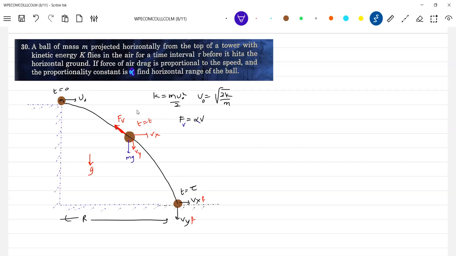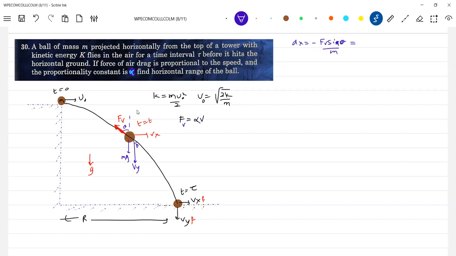Okay, see, we are discussing horizontal projectile with viscous drag. There's only this one concept, nothing big. So at any instant of time, let this be theta. So therefore, this will be theta. Now, what is the retardation along the x-axis? ax should be equal to minus F v sine theta by m.